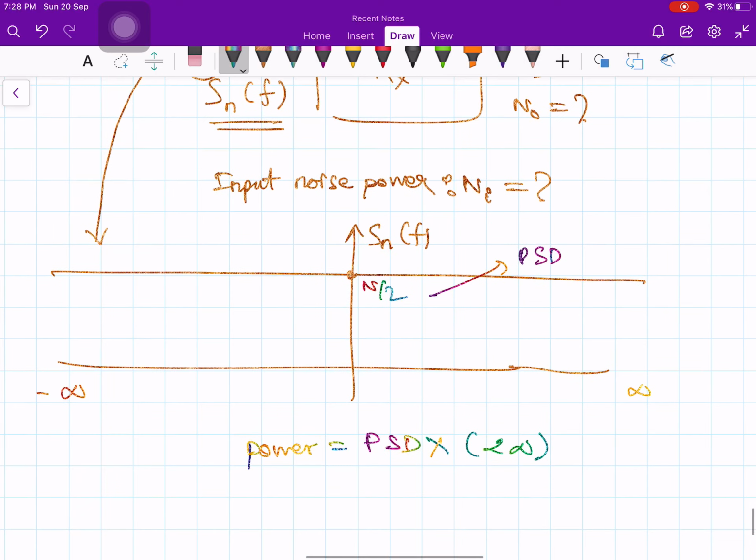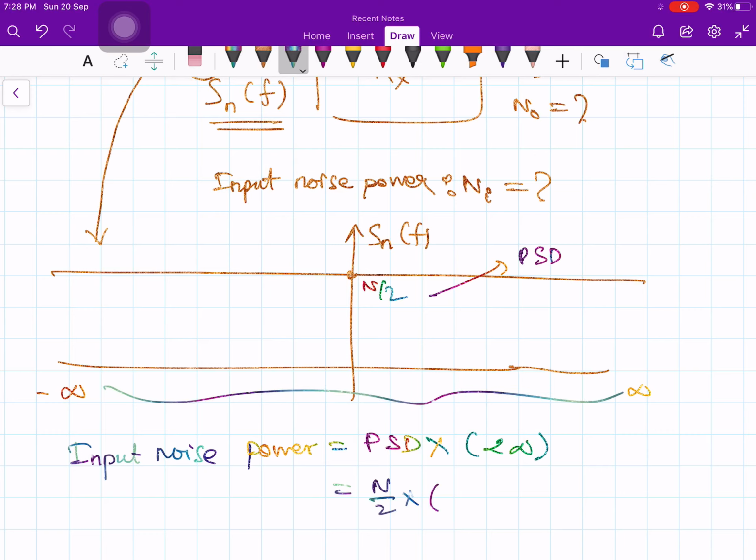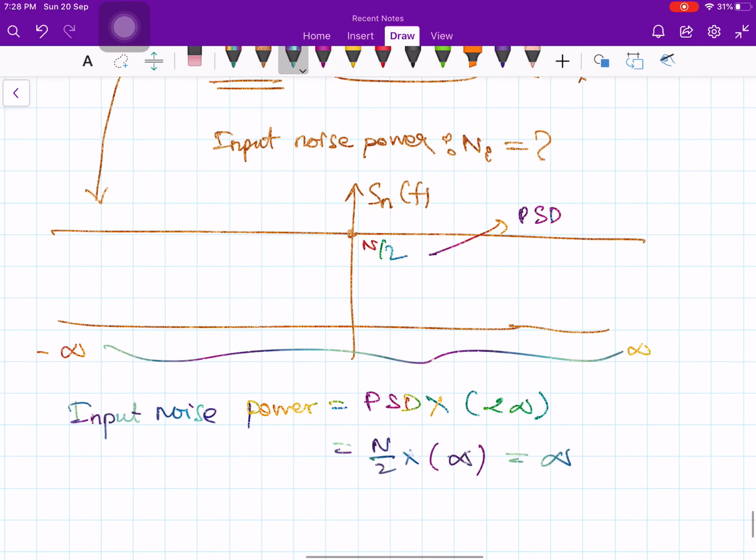So therefore, input noise power is equal to total area. What is the height? Height is N by 2 and width is the total width, 2 times infinity, again it is infinity. Therefore input noise power is infinite watts, because the area under the spectral density is the total noise power. So if you assume it is a white noise process, what is the amount of noise present in the input? It is infinity.